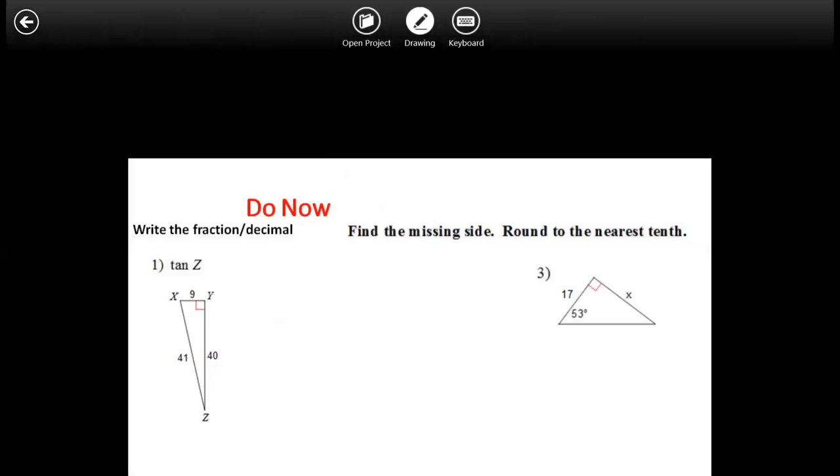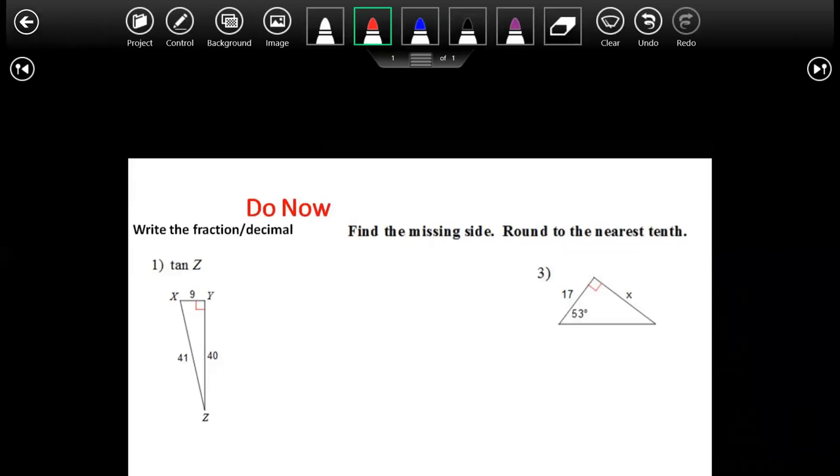So let's go ahead and talk about this do now. What ratio did we use? What trig ratio did we use? Which was what? Tangent. Tangent was what we want to be able to see here. Tangent of our angle is equal to opposite over.